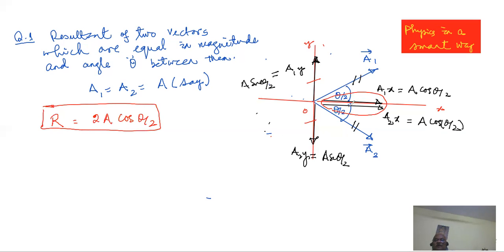Second, the resultant that comes, we know consists of two X vectors. Both are equal in magnitude, A cos theta by 2, and the resultant, we know, is 2A cos theta by 2. So here the resultant will obviously be lying on the X-axis. And the X-axis was the angle bisector between the two vectors A1 and A2. Now you know the logic why I was interested in taking the X-axis along the angle bisector.